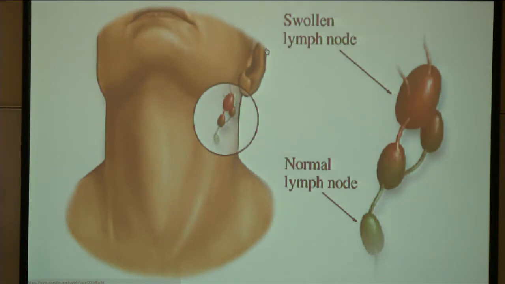This picture here, you can see a normal lymph node. Here's one in the neck in the cervical region, and then you can see it red and enlarged and inflamed when there's a lot of destruction going on. There's an infection going on, an active infection.